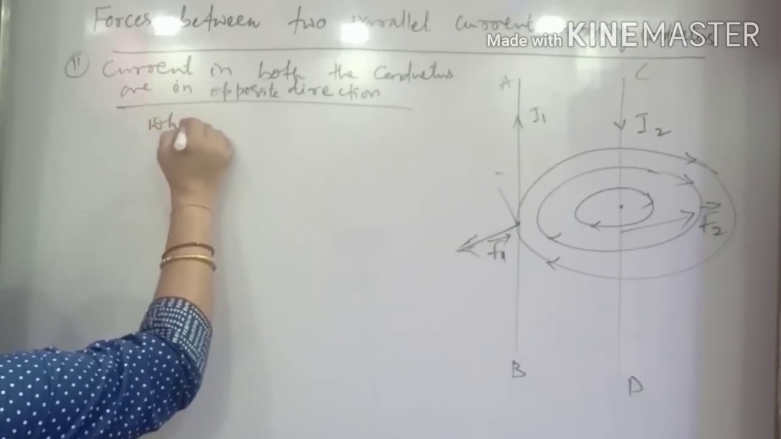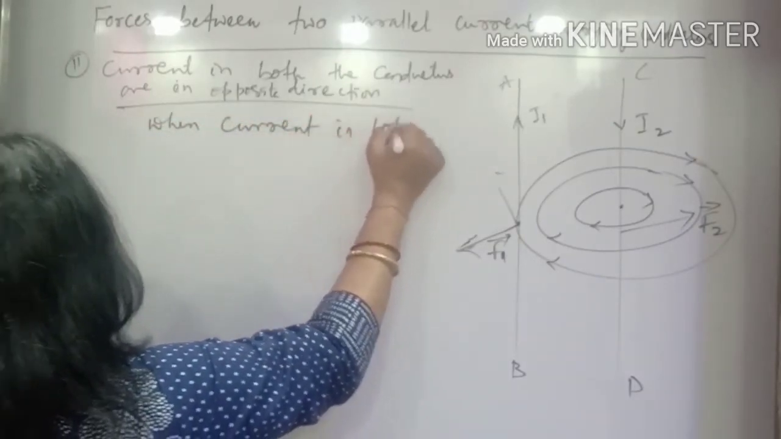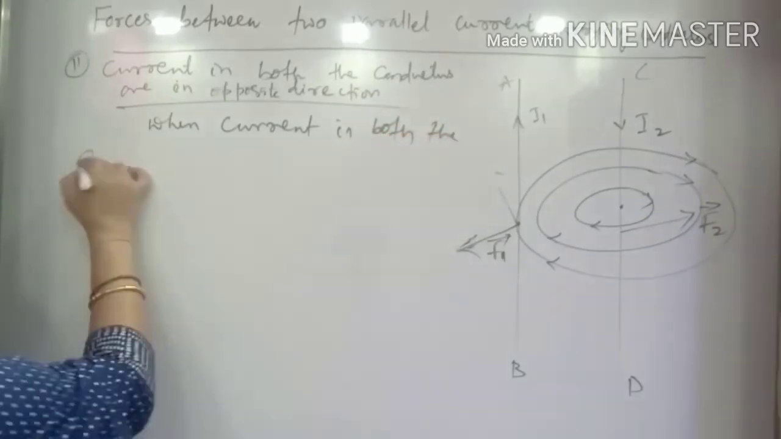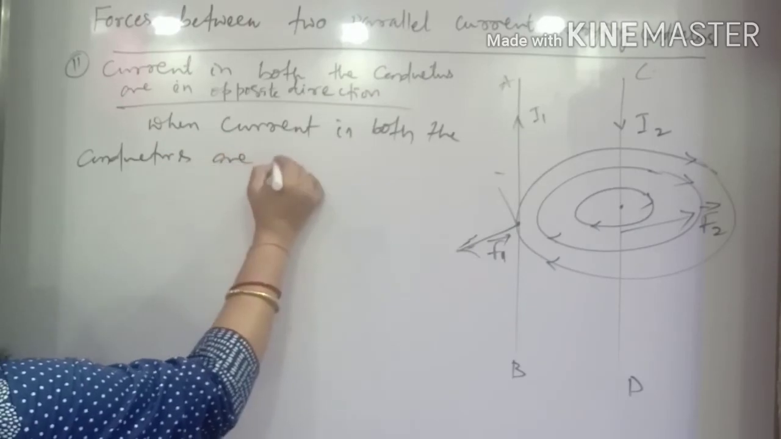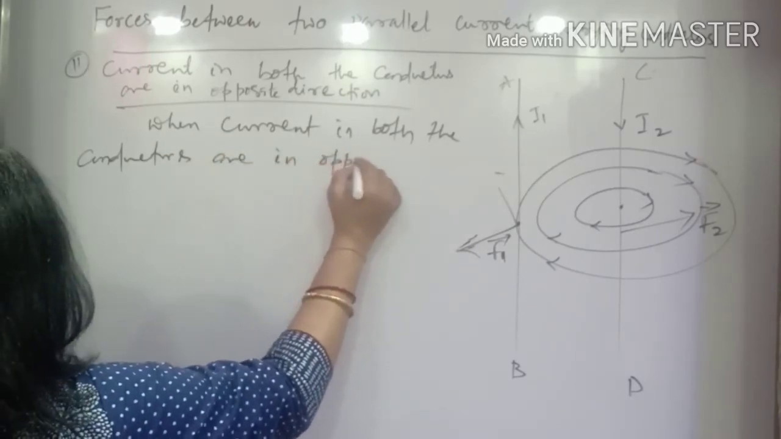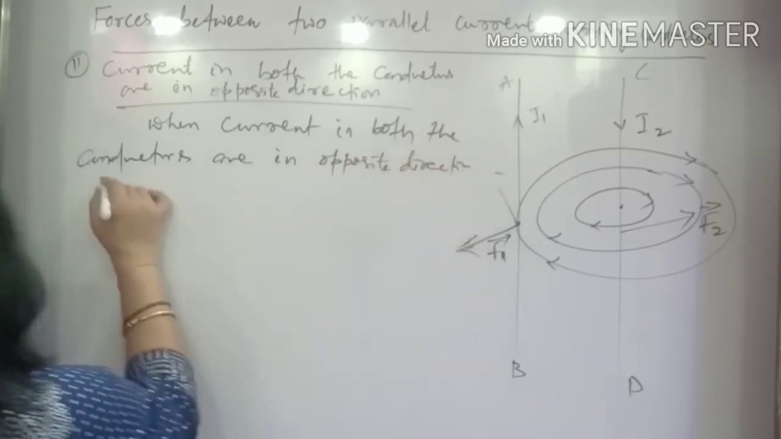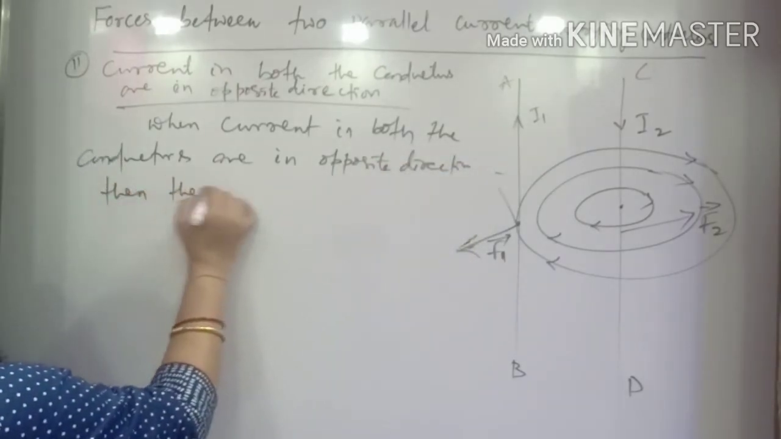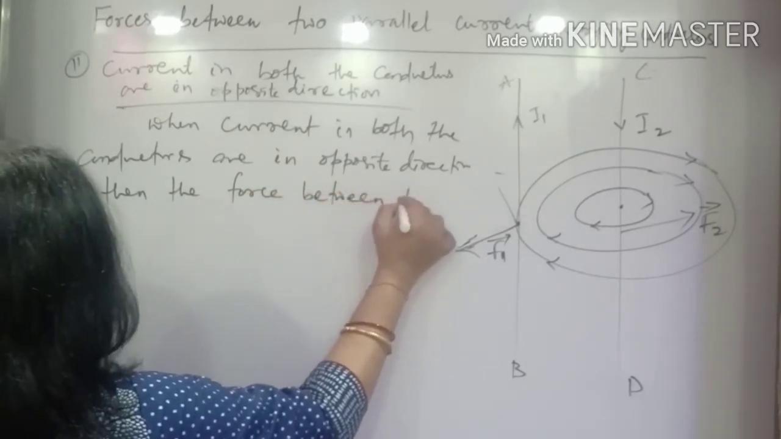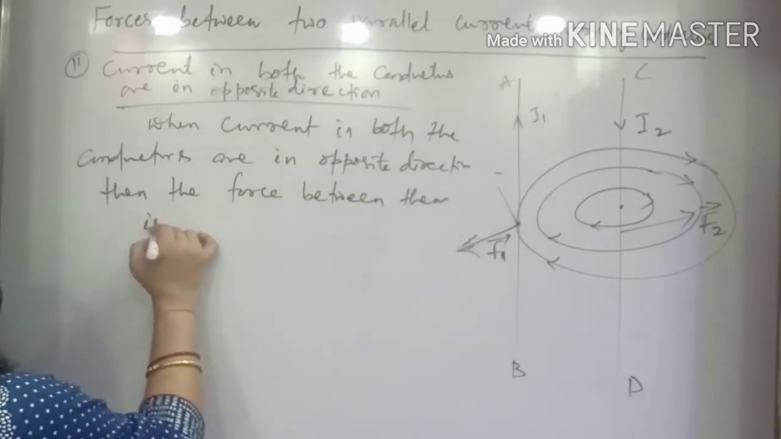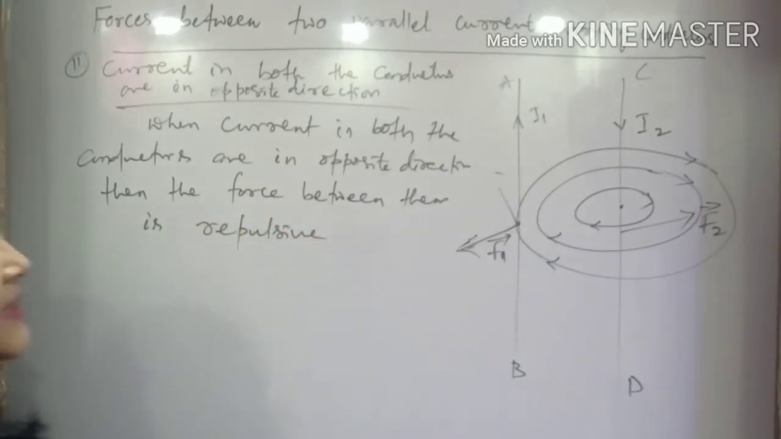Okay, when the currents in both the conductors are in opposite directions, then the force between them is repulsive. It is repulsive in nature.